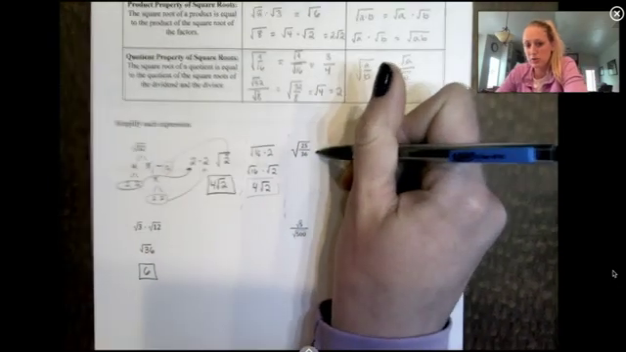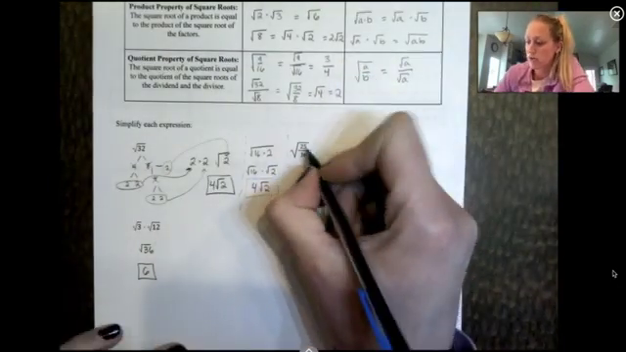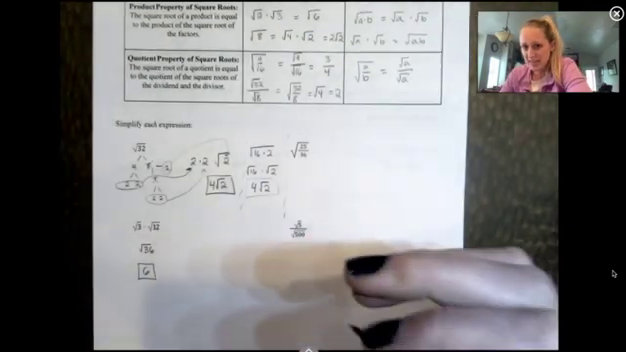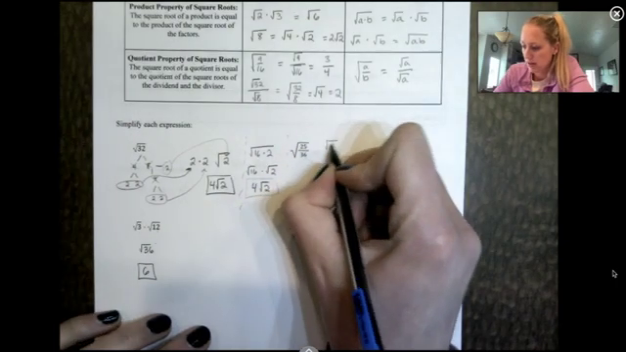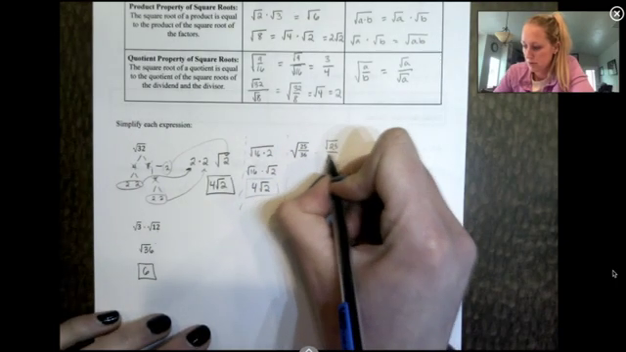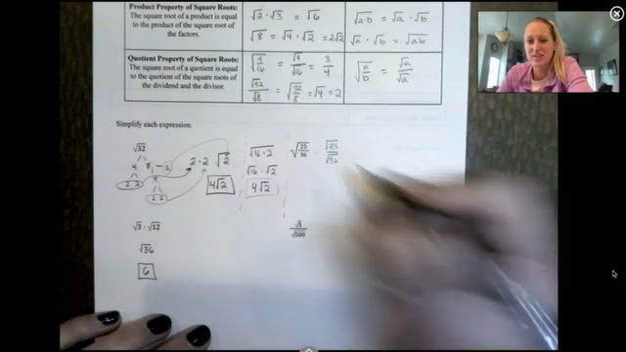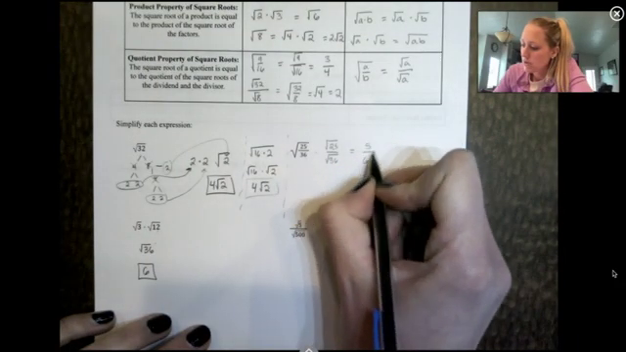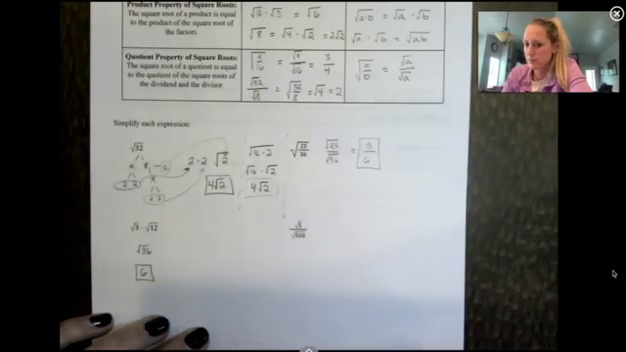Okay, this one, square root of 25 over 36. I always like to check, can I reduce those fractions first? In this case, I can't, so I'm going to go ahead and separate it into two separate square roots. And the reason being is I know I can take the square root of both of those. Square root of 25 is 5, square root of 36 is 6.